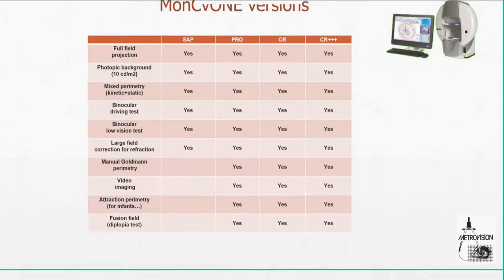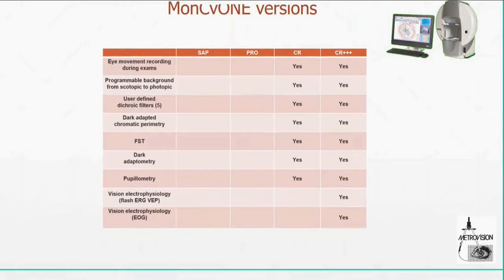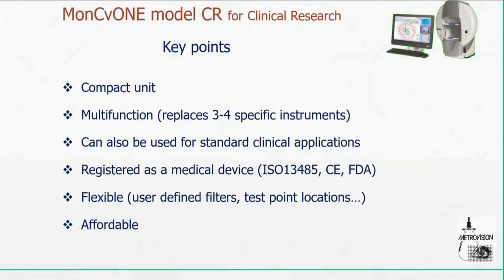This is just a summary of the different possibilities offered by each version, SAP Pro, CR, and CR++. You can take a look at this later on. Just the key points I'd like to mention: it's a compact unit, multifunction. It does replace 3 or 4 specific instruments. It can be used also for standard clinical applications. I mean, after you finish your clinical trial, you may use it for just standard perimetry or standard electrophysiology.